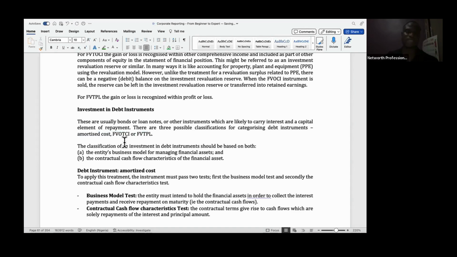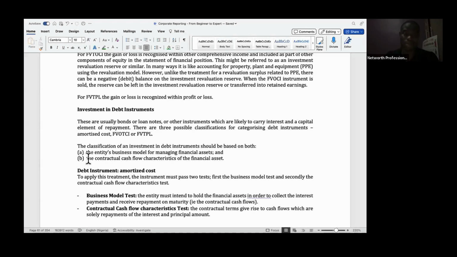You see, for debt investment, what determines how you classify it at the beginning of the year is these two things that I put as A and B. Number one is the entity's business model for managing the financial assets. Forget the big English. What this A means is how you want to make money from that financial asset. That is what it simply means. When we say business model, the business model is how you want to make money, right? Or their contractual cash flow characteristics.